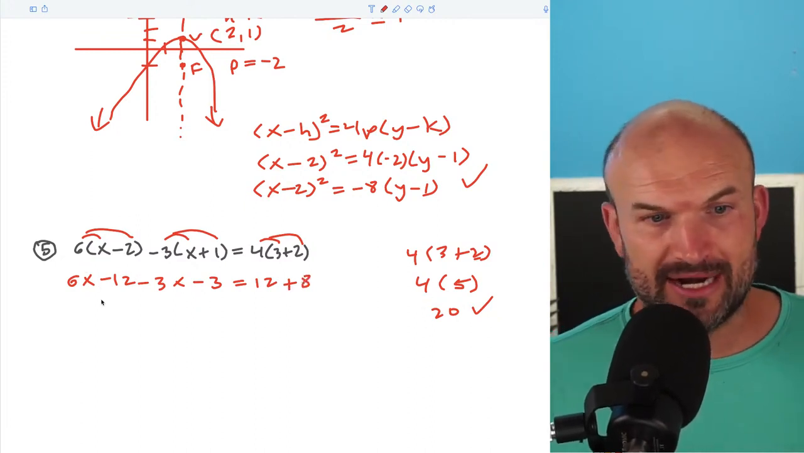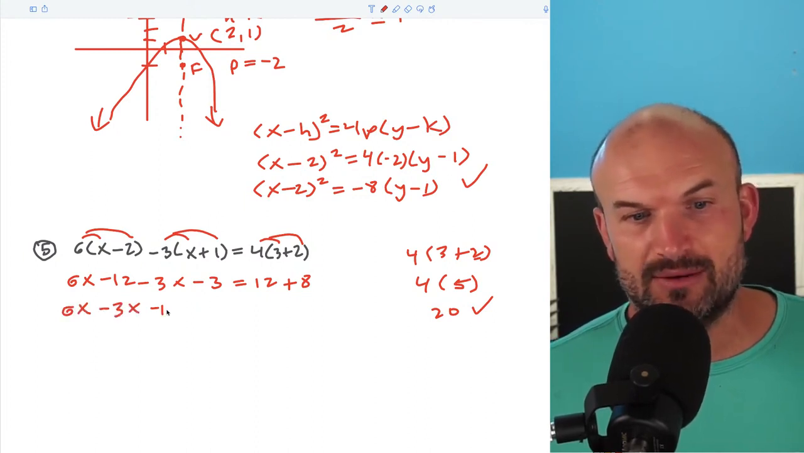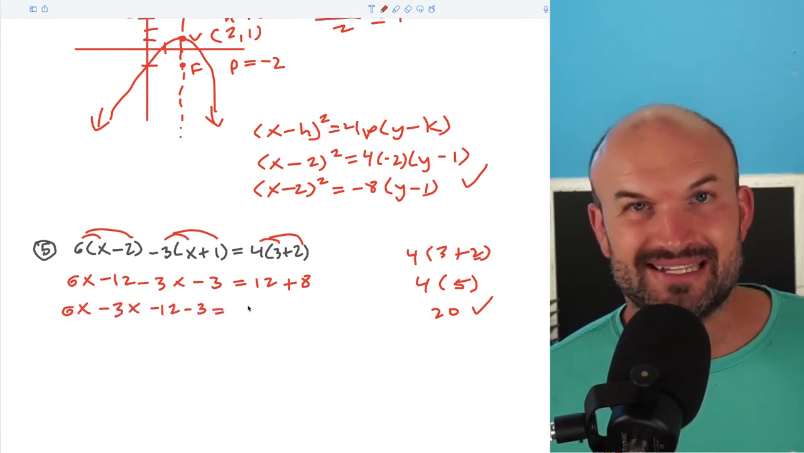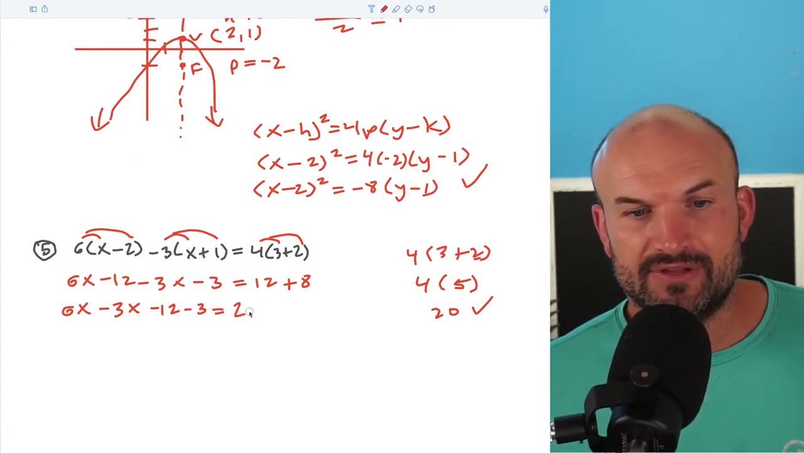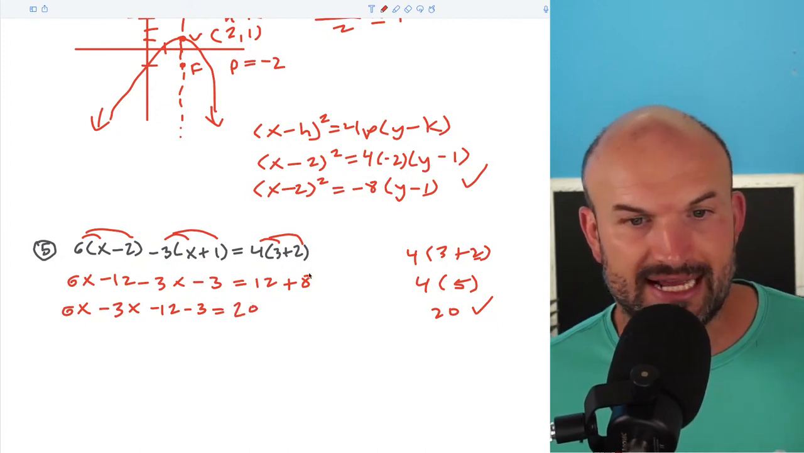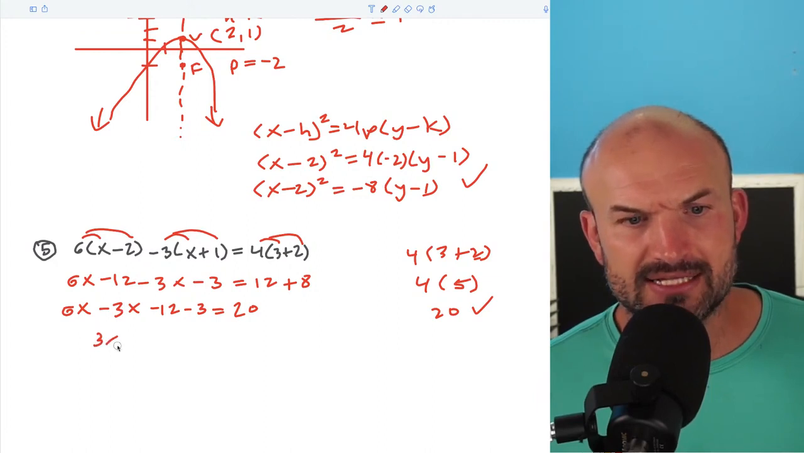All right, so now let's just go and combine our like terms. Sometimes we can just rearrange things, right? Put the x's next to the x's, put the numbers next to the numbers. A lot of times that just makes things a little bit easier to go ahead and combine. Then on the right-hand side, though, we can definitely add those together. That's a 12 and an 8, which is going to be 20. 6x minus 3x is going to be a 3x.